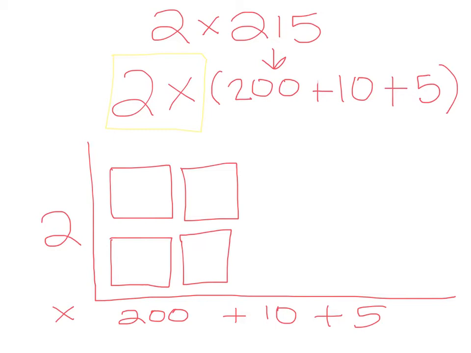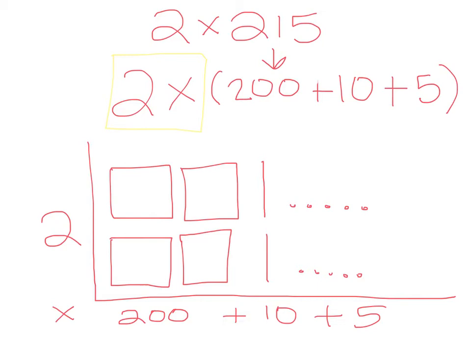And now, looking at my tens place, I need 2 groups of 10. There's 1 group of 10. There are 2 groups of 10. And then I need 2 groups of 5. So I'm going to draw my units squares. There's 1 group of 5. Now I have 2 groups of 5.